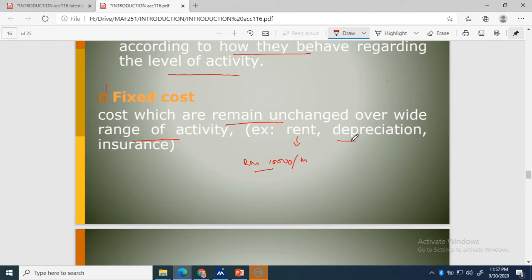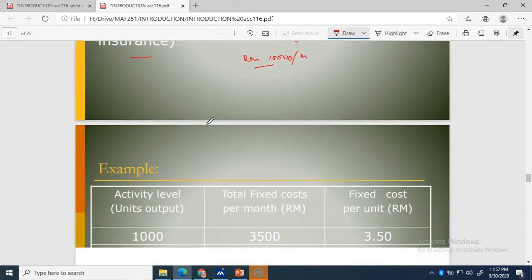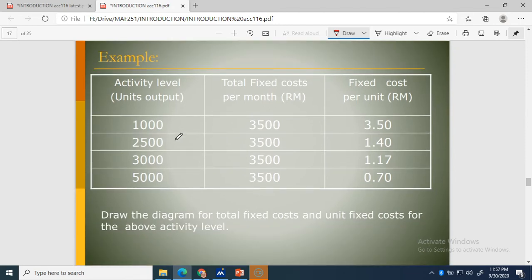Other examples are depreciation and insurance. Here, the level of activity, number of units produced, is 1,000, 2,000, 3,000, 5,000. Whatever units you produce, the fixed cost per month is still the same, 3,000 for every month. Then calculate the fixed cost per unit: total fixed cost 3,000 divided by units, so you get 3 ringgit, 1 ringgit and 50 cents for 2,000 units, 1.17 if you produce 3,000, and 70 cents when you produce 5,000.